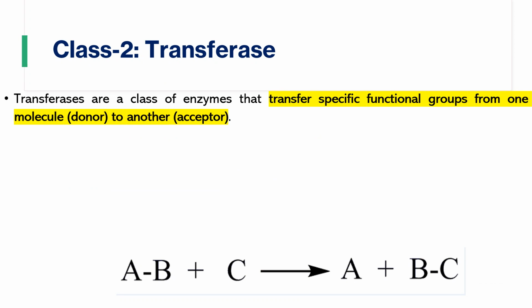Then we have the second category, called transferases. Transferases are the class of enzymes that normally transfer a specific functional group from one molecule to another. The molecule which gives the group is called the donor molecule, and the one to which it is added is called the acceptor molecule. Like in this case, AB is going to react with C. Because B is going to be transferred from AB to C, this molecule is called the donor molecule, and this is called the acceptor molecule, and B is ultimately transferred from AB to C. So A becomes separated alone, and C becomes BC.